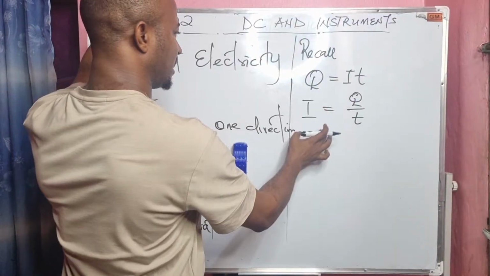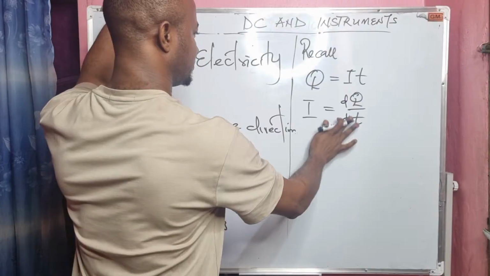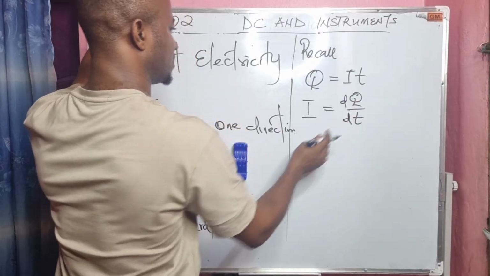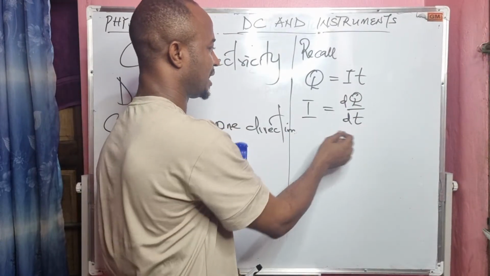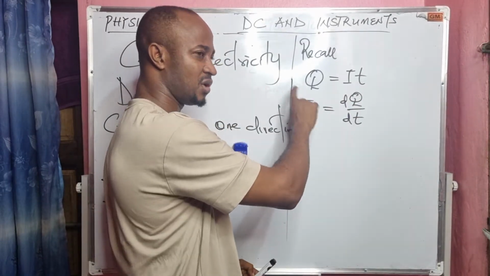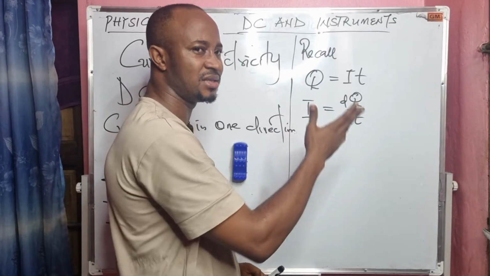That means to find current, I have to differentiate charge with respect to what? Time. Charge with respect to time. When you differentiate charge with respect to time, the result is current. Are you there? This current can either be direct current or alternating current.